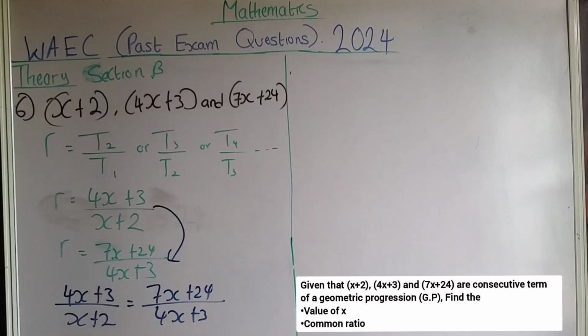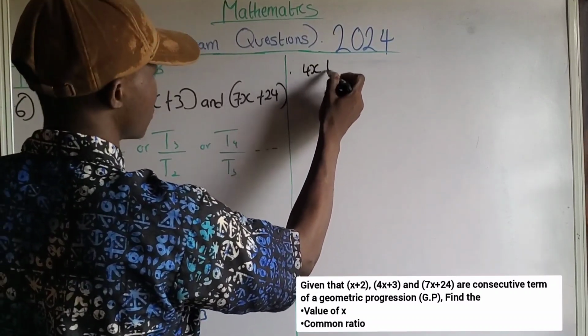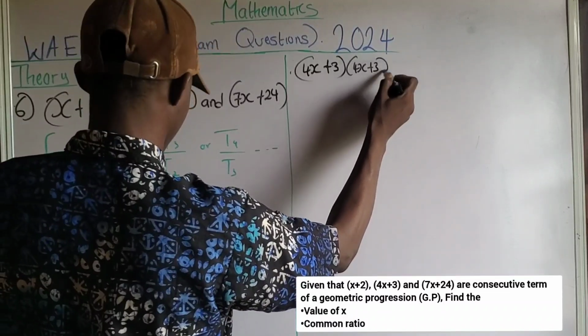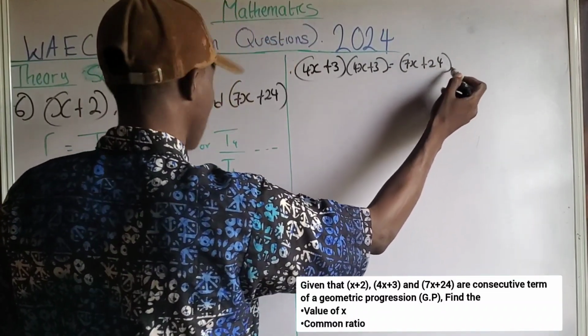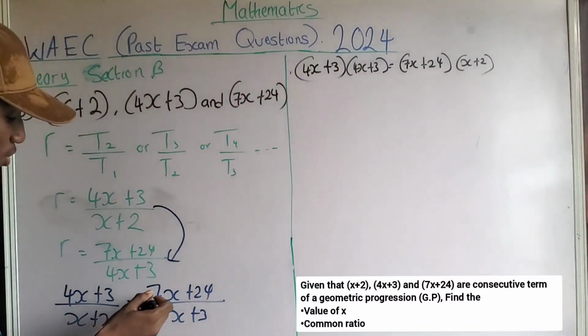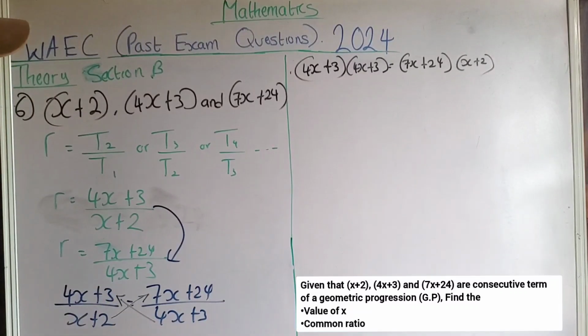Now to get the value of x, first take the cross product, you understand? So we're going to have (4x + 3) multiplied by (4x + 3) equals (7x + 24) multiplied by (x + 2). I just take the cross product, that is this (x + 2) multiplied by this, and (4x + 3) multiplied by (4x + 3). Okay, let's go.